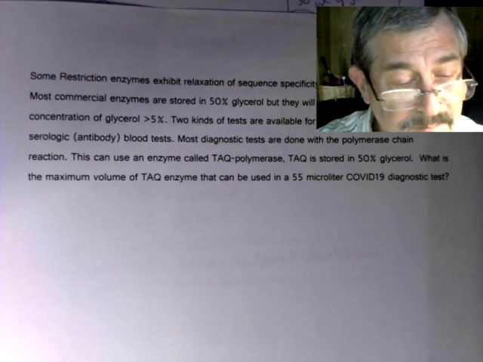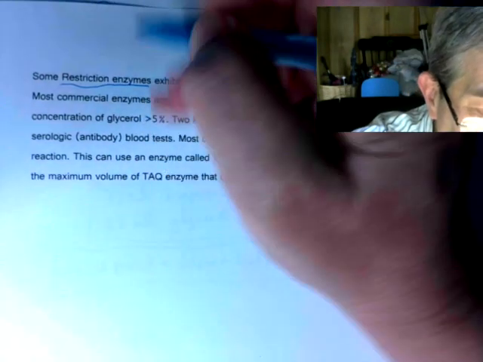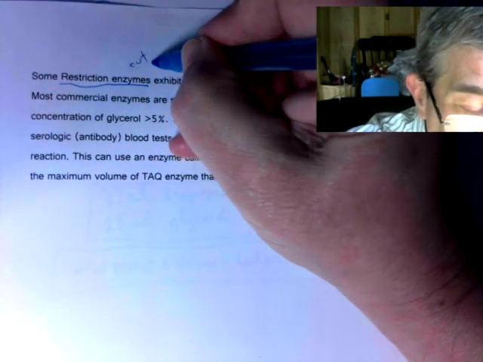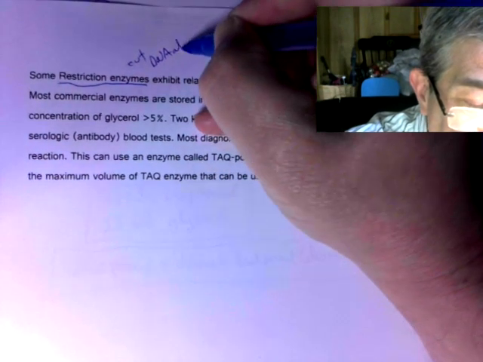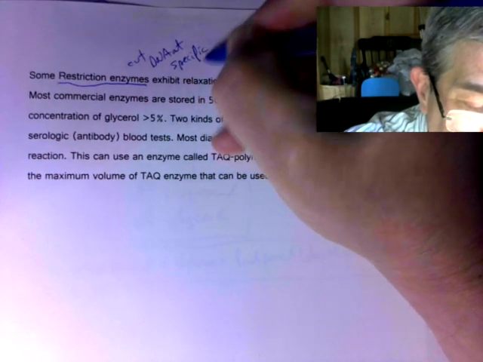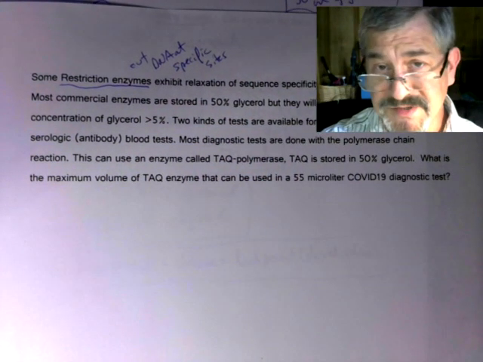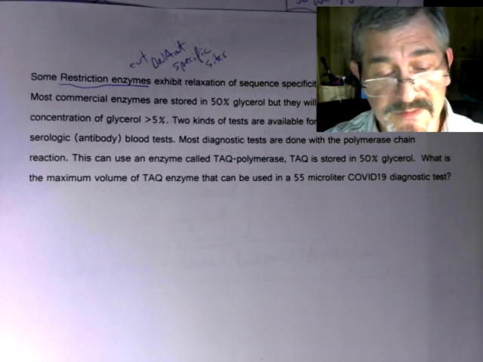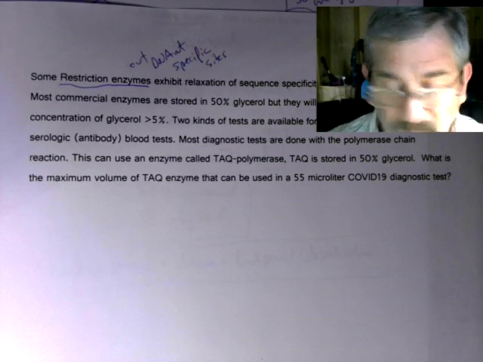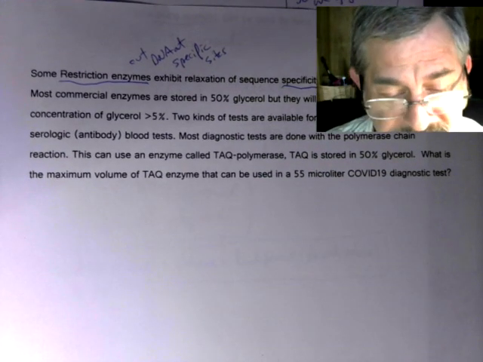Okay, so some restriction enzymes cut DNA at specific sites. Some of these restriction enzymes, which cleave or cut DNA at certain sites, relax their sequence specificity under standard conditions.